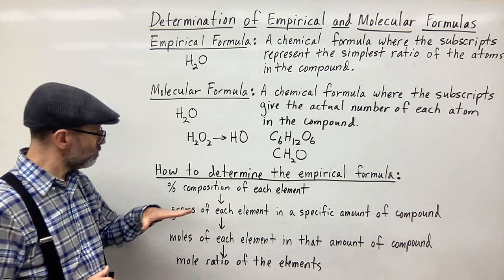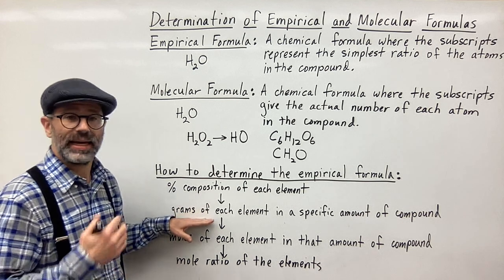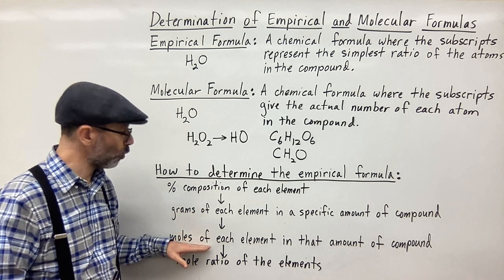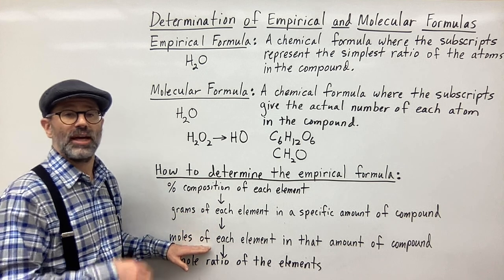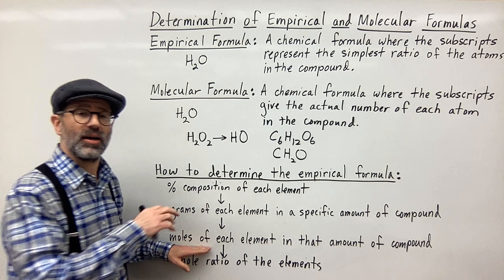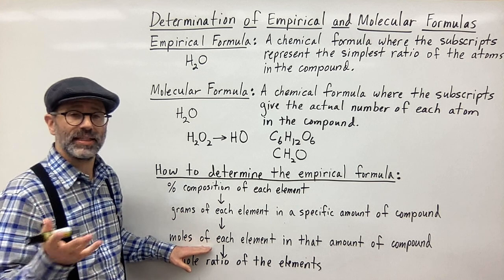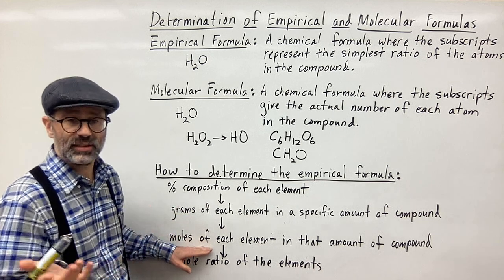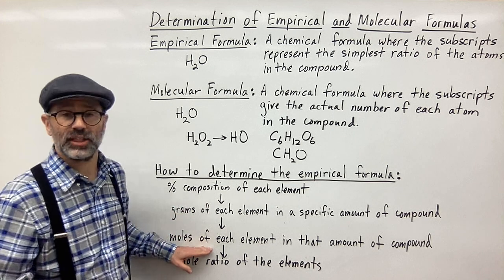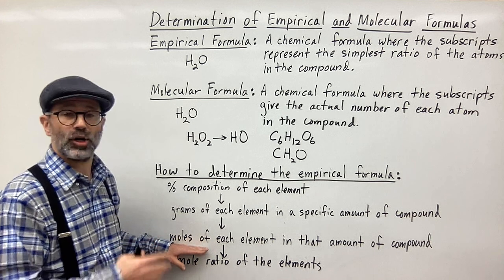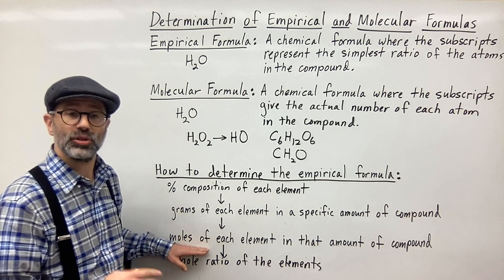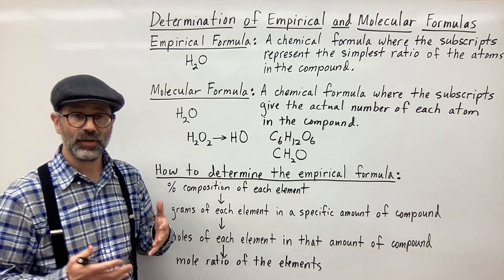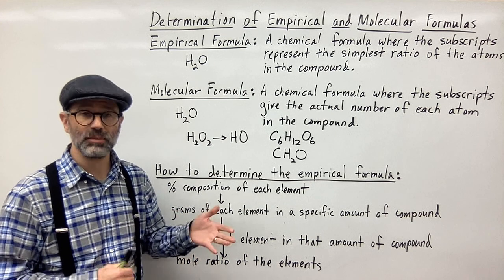Okay, so if you've got grams of each element in a specific amount of the compound, then what you need to do is convert that to moles of the element. So if I'm told out of 50 grams of my substance, 12 grams is carbon and 13 grams is oxygen and the rest is nitrogen, then I can convert each of those grams to moles using the molar mass of each element, right? So I know that the molar mass of carbon is 12.011 grams for every mole.